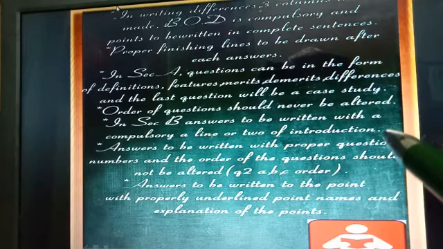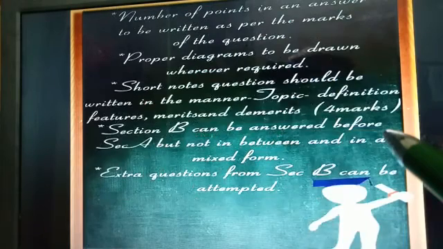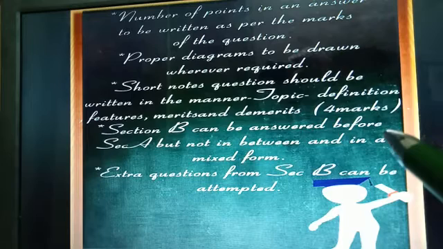Very important. Now answers are to be written to the point, with properly underlined point names, explanation of the points and finishing lines. Never forget to draw a finishing line. Now the number of points in an answer is to be written as per the marks of the question. If it is a 2-mark question, you will be explaining 2 points. If it is a 3-mark question, 3 points are to be explained. If it is a 4-mark question, 4 points, and if it is a 5-mark question, 5 points. So this is how questions are to be answered in a commerce question paper.